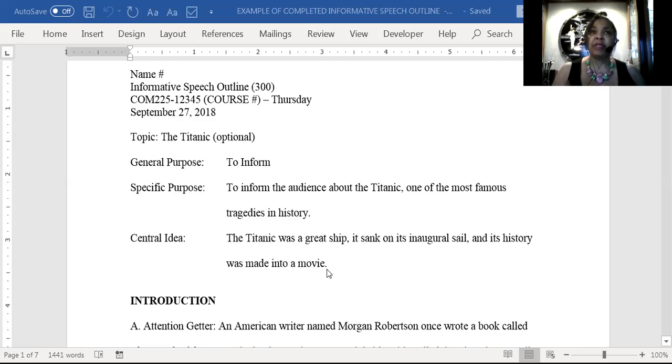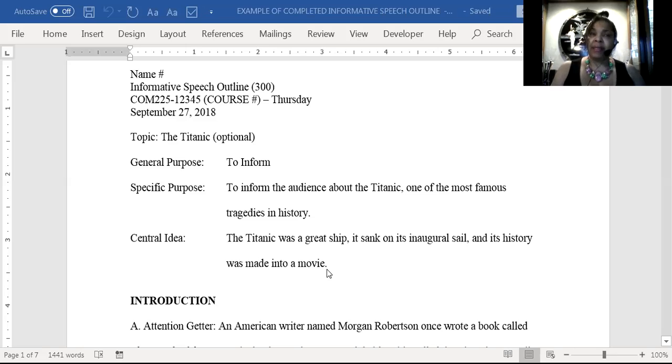Central idea is your main points. It's a thesis statement almost, and it has to have three main points in it. That's what we're doing, three main points. They need to be clear, they need to be concise, use concrete language. I'm letting her get away with a little something here, but it still works. So her statement says the Titanic was a great ship. It sank on its inaugural sail, and its history was made into a movie.